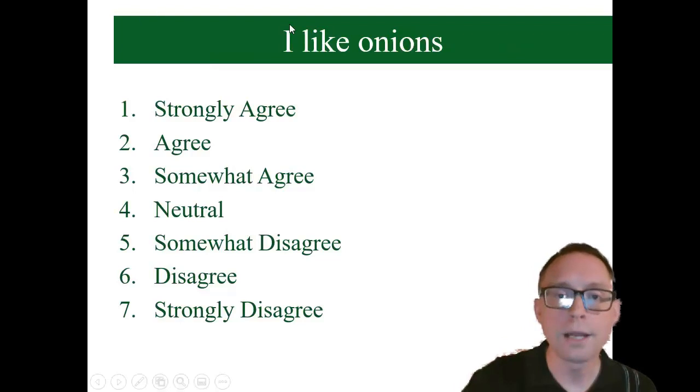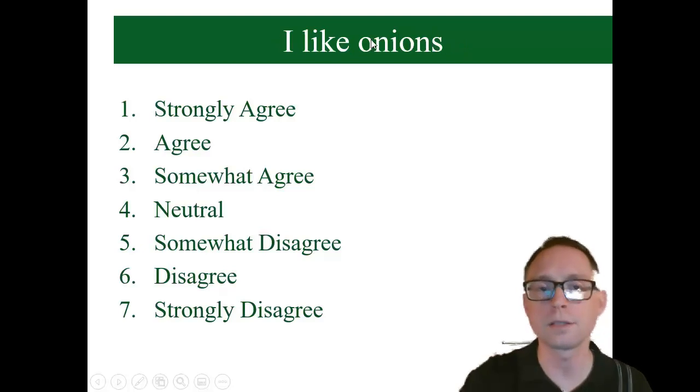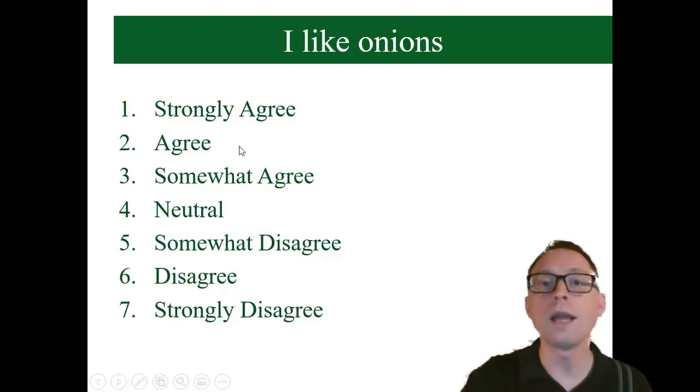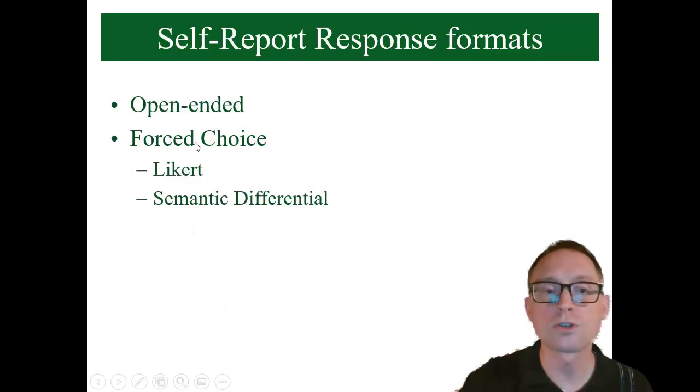A Likert item is one that has a statement. In this case, notice it's not a question. It's not, do you like onions? It's, I like onions. And then you have a form of agreement, like strongly agree to strongly disagree. So anything that has a statement and then your agreement, that is a Likert item. Likert items are forced choice response formats for self-report items.